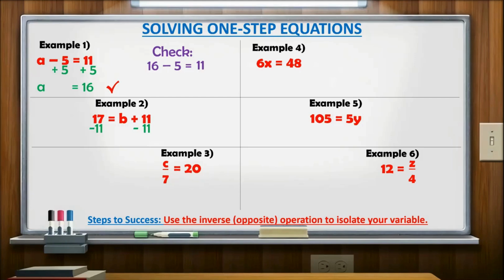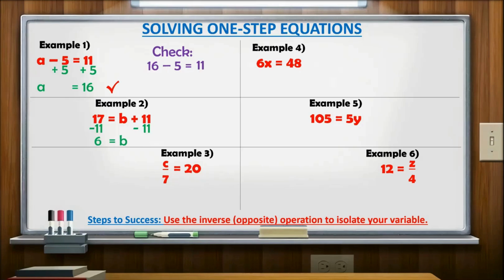Let's lay this equation out so I can clearly see what the value of b is. So 17 take away 11 is equal to 6. My equal sign stays where it is, and so does my b. And a positive 11 take away 11 is 0. So my b is equal to 6.